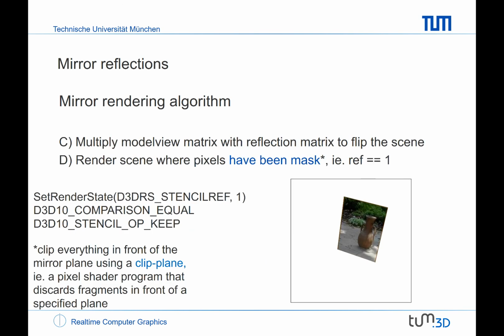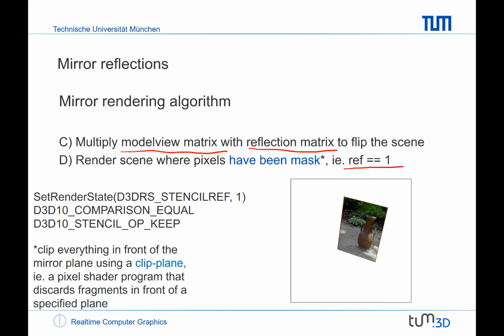Now we can keep on going by saying, okay, now we flip the scene to the other side of the mirror plane, meaning that we multiply the model view matrix with a reflection matrix. Then we render the flipped scene, but we render it only to those pixels where the corresponding stencil buffer values are equal to 1. Because these are the pixels into which, so to say, the mirror plane has been rendered, and only in these pixels we want to see the reflection.